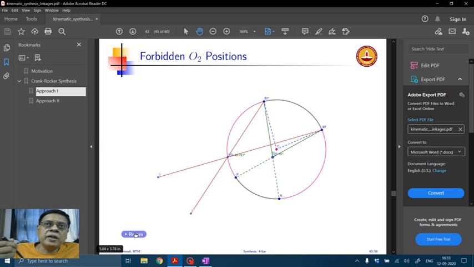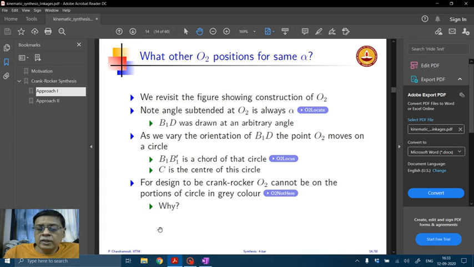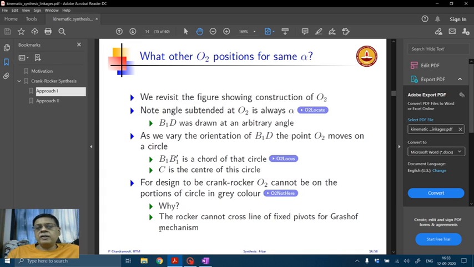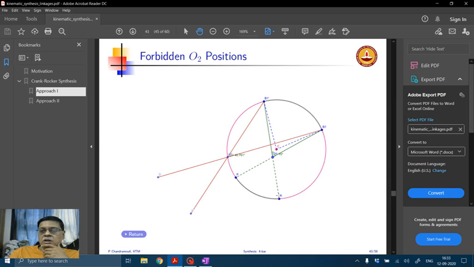So all the positions of the rocker will have to be completely above the line joining the fixed pivots or completely below. Either of these is possible. So that comes from the fact that the rocker cannot cross the line of fixed pivots. Those grayed out areas are basically the ones where we cannot choose. Otherwise, you see a number of choices exist. So there's a fairly large zone here where I can choose O2.